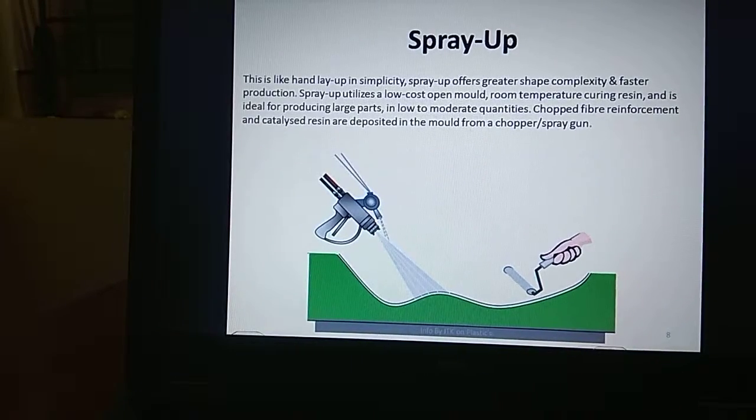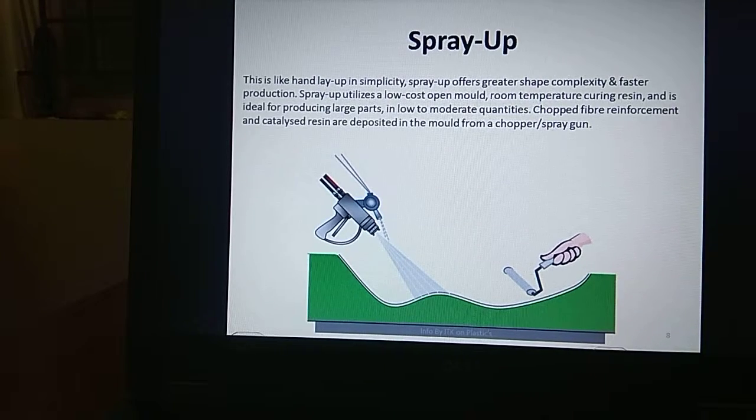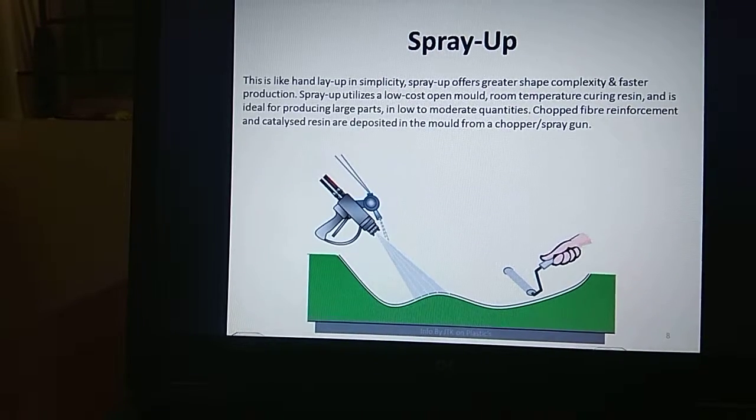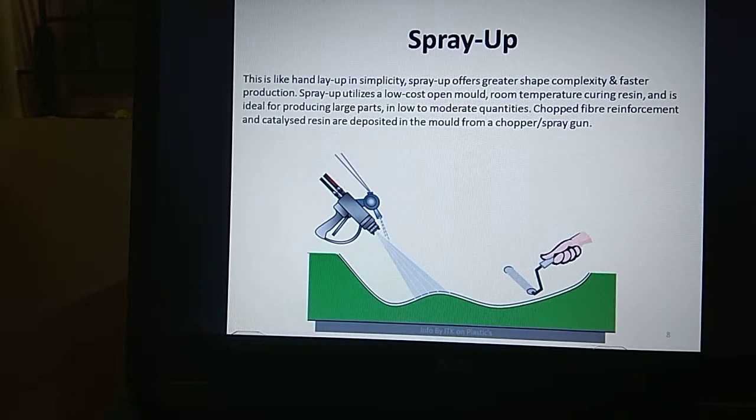Let us look at spray layup. This is like hand layup in a simple way. Spray layup offers greater shape complexity and faster production, and it also reduces human effort. Spray layup utilizes a low-cost open mold and room temperature curing resin, and this is ideal for producing large parts in low volume, moderate quantities.